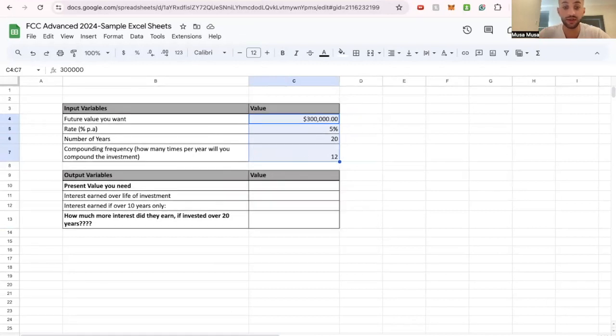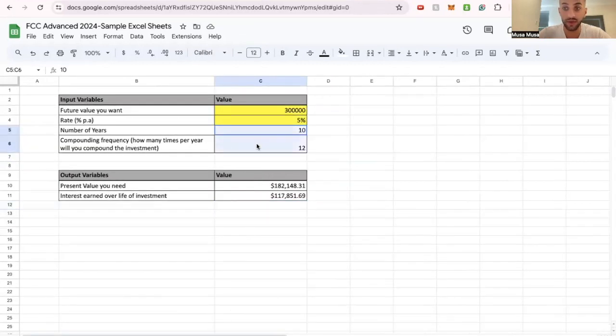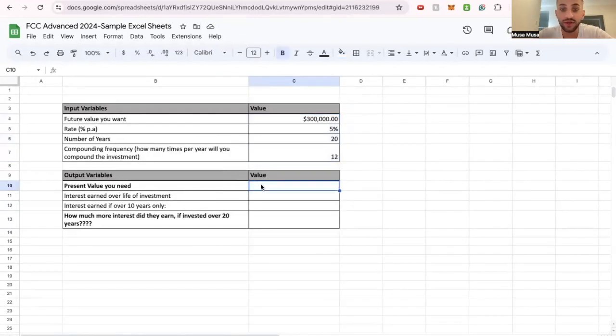They have to be consistent with either the numbers they've given you, 10 and 12, or the numbers you decided on before. You don't have to make them yellow in your spreadsheet. This is just so I'm showing you which ones you mess with and which ones you don't mess with. So now the present value you need is going to be the same thing.